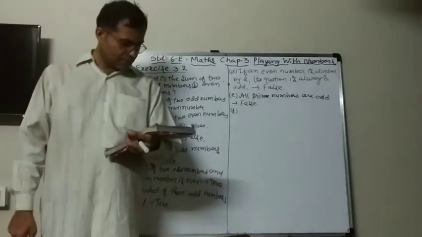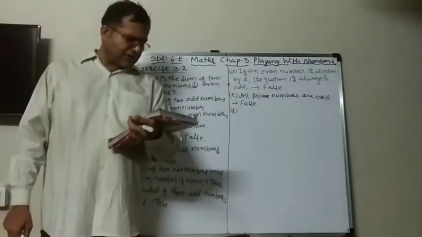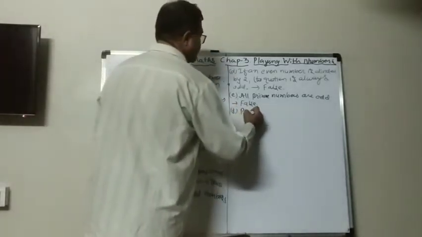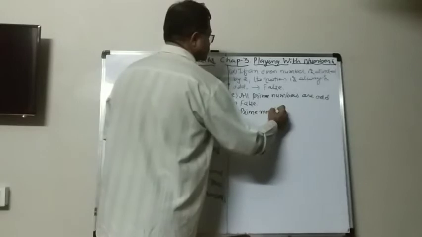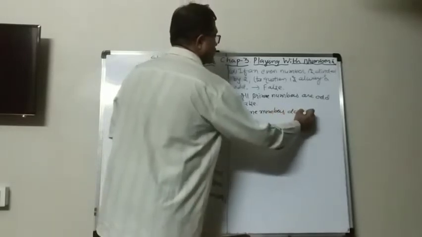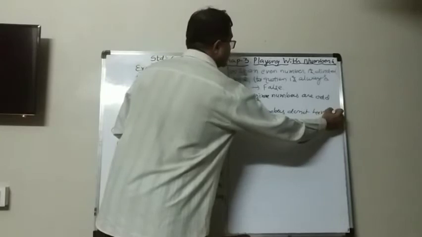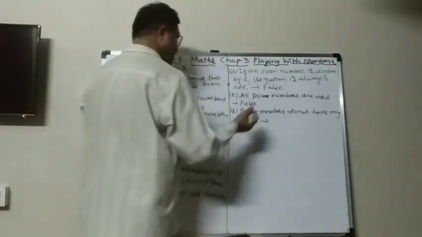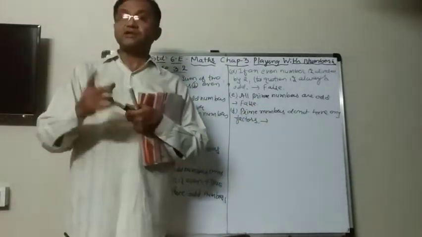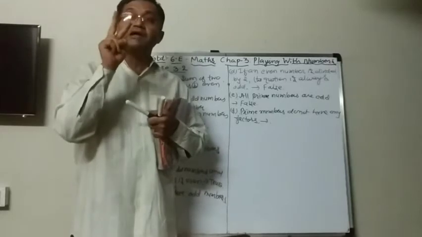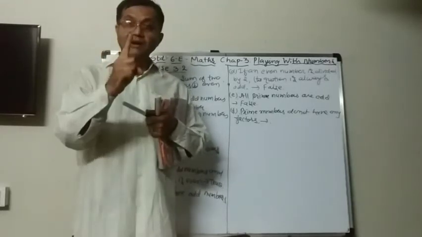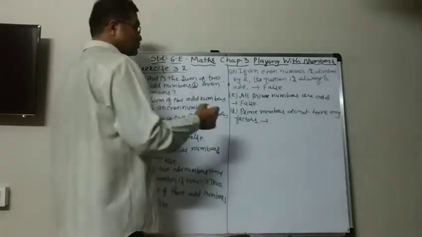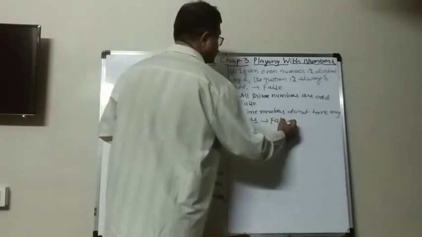Number F. Prime numbers do not have any factors. But we learned about the prime numbers. It is not that they don't have factors, but they have only 2 factors, 1 and the number itself. So we can't say they don't have any factors. So it is a false statement.